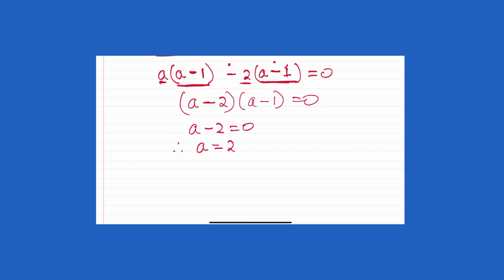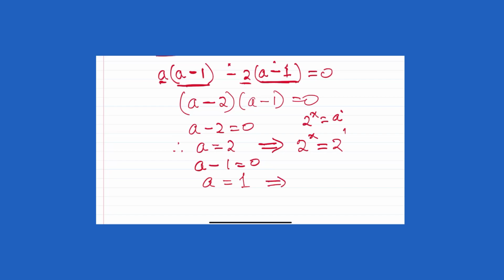The second here will be a minus 1 equals 0, and a equals 1. Now, let's just go from here. Remember, our 2 to the power of x was represented as a. So we'll bring it back here. 2 to the power of x equals 2, which is 2 to the power of 1.